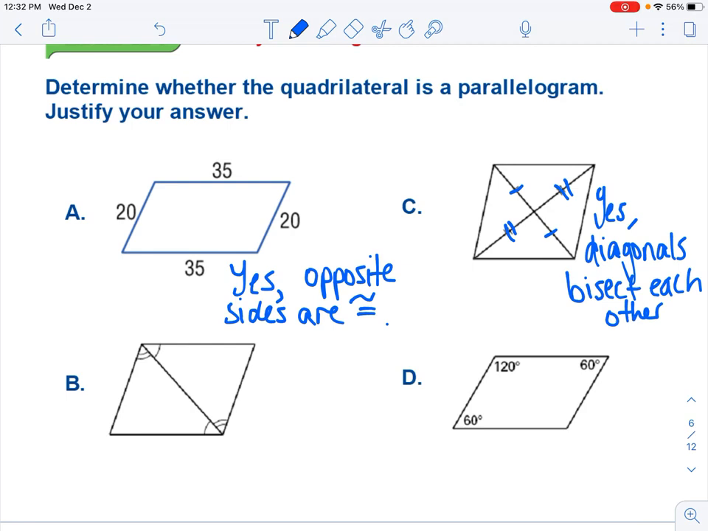In this case, part B, there's a bunch of different ways we can do it. One way is by the third angles theorem. These third angles must be congruent. So then we can say that opposite angles are congruent. That was one of our theorems, and because opposite angles are congruent, it's a parallelogram. That's one way we could say yes.